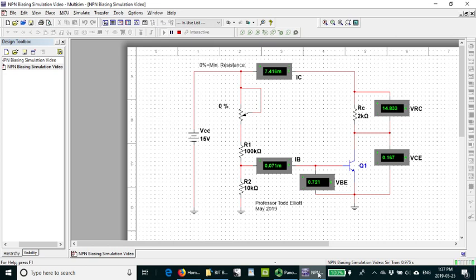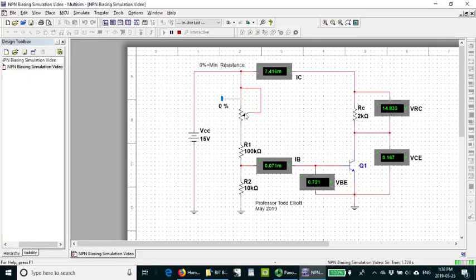So a little bit of circuit orientation. Note the value of VCC is 15 volts. This meter is going to measure the collector current, collector resistor voltage, collector to emitter voltage, base voltage, and of course the base current.